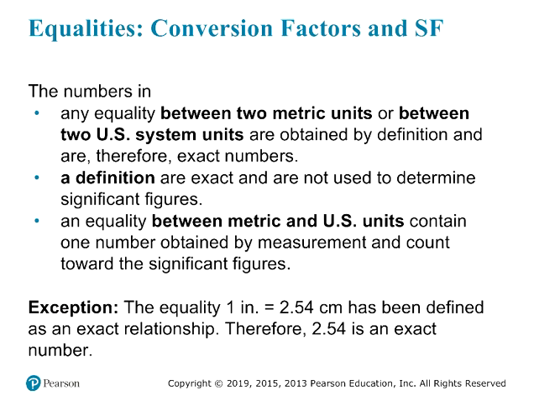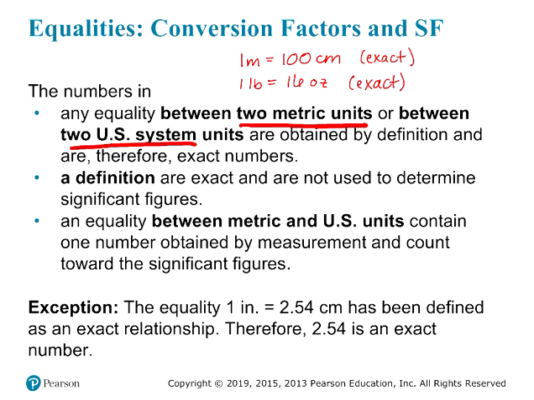Now, what about significant figures? How do we take that into account with equalities? You might remember that equalities are exact numbers. However, that's only true if we're converting between two metric units or between two US system units. So if we're converting, let's say, between 1 meter and 100 centimeters, so meters and centimeters, that would be considered an exact number. So the sig figs would be infinite. Or if we're converting between two US units, so let's say 1 pound equals 16 ounces, because we're converting between two US units, that's also considered exact.